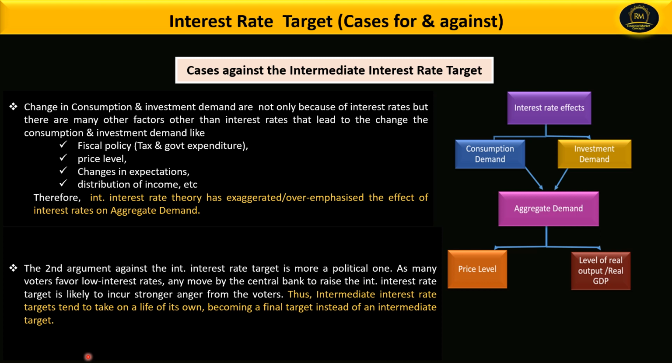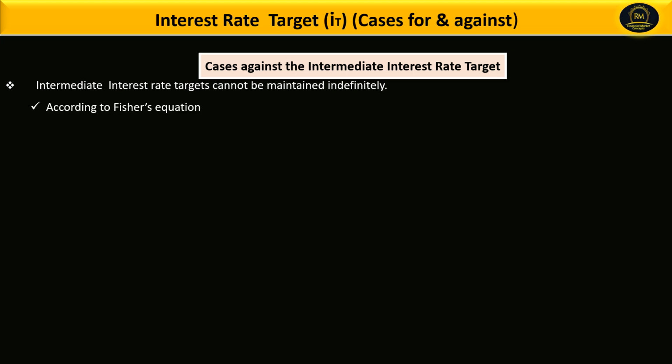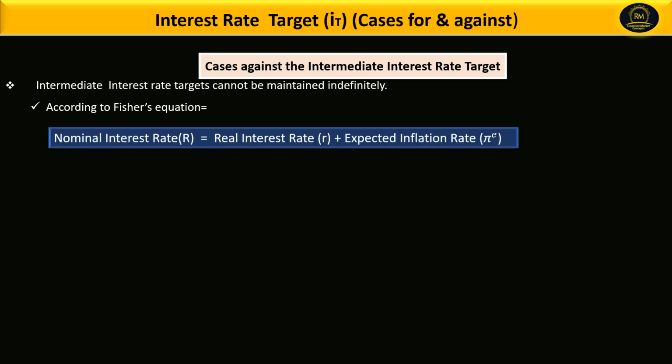Another point against the intermediate interest rate target is that it cannot be maintained indefinitely, or we can also say that it cannot be maintained for a long period of time. Why? It is proved with the help of Fisher's equation. Fisher equation states that the nominal interest rate is equal to the real interest rate plus expected inflation rate. Here, the capital R is the nominal interest rate, which is equal to the real interest rate plus expected rate of inflation.